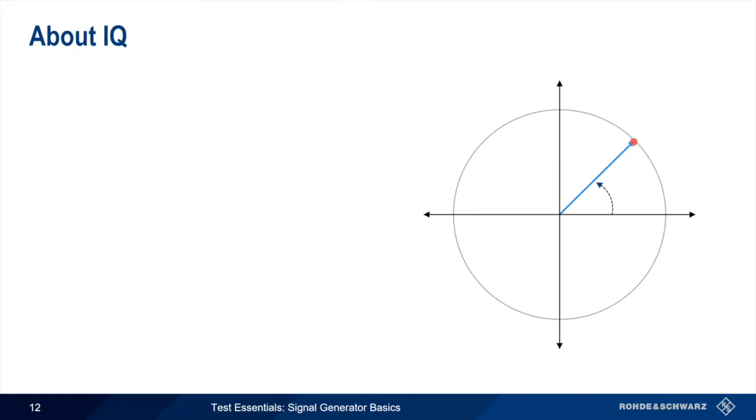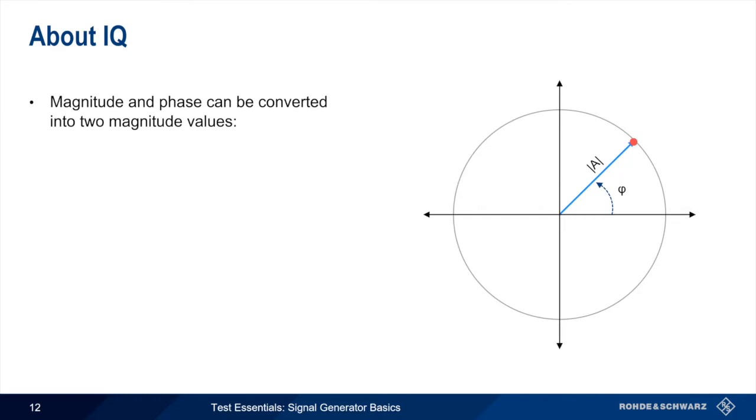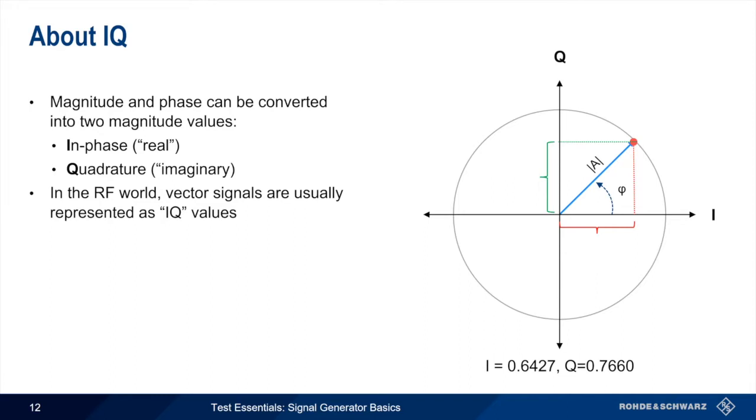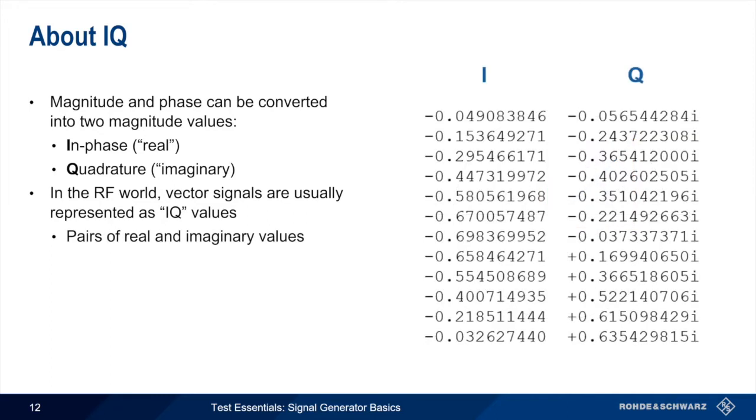But how do we tell a vector signal generator which amplitude and phase values to use when generating RF signals? Instead of representing a vector as a magnitude and a phase, we can use basic trigonometry to represent this vector as 2 magnitudes, a real or in-phase magnitude and an imaginary or quadrature magnitude. Quadrature just means offset by 90 degrees. In the RF world, vector signals are usually represented as so-called IQ values, consisting of a real and an imaginary value. Using IQ values greatly simplifies vector signal generation and analysis.